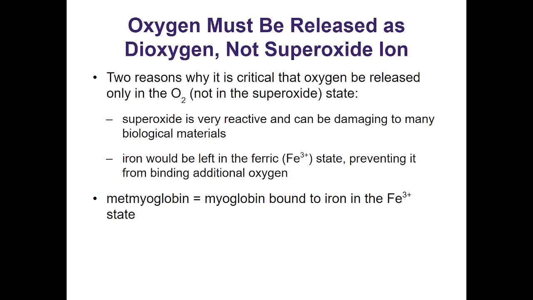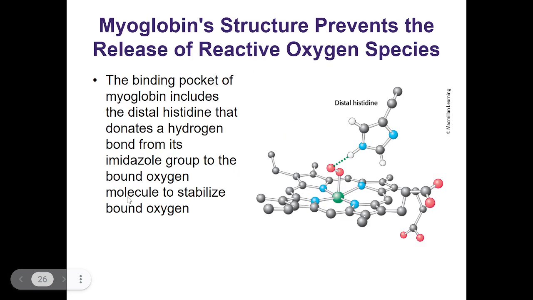Iron would be left in the ferric Fe3+ state. This would actually prevent it from binding any additional oxygens because it would then be in the iron 3+ state. It would also change its binding to the protein and heme group, okay? Which would change the protein considerably. Metmyoglobin is myoglobin that's bound to the iron in the 3+ state. And you can see that it even has its own naming, right? Metmyoglobin.